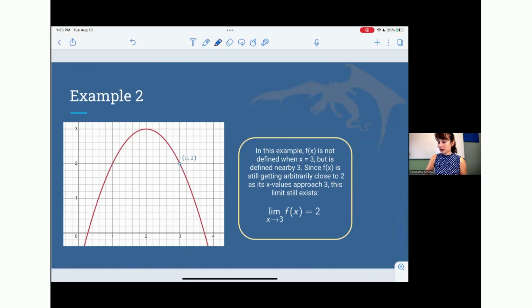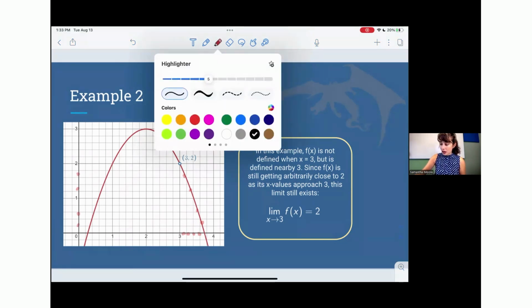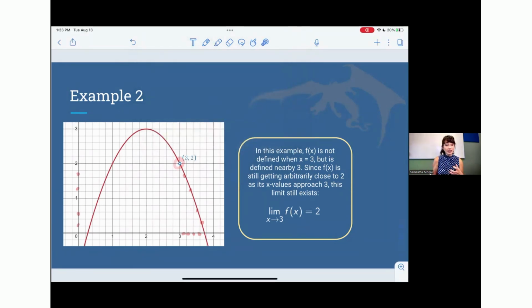Because if we do that same thing as before, where we take x values and we approach 3, and we look at the corresponding points, and then the corresponding y values, our y values are still approaching 2, even though our function is not defined exactly at x equals 3. We still have the pattern that the y values are getting closer and closer to 2. And so this is how it's slightly different than saying that f of 3 equals 2. It's saying near 3, f is getting close to 2.